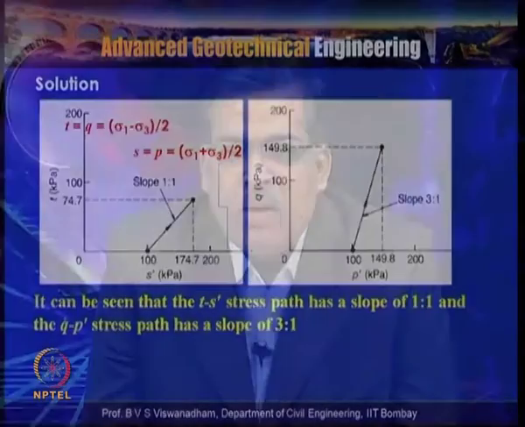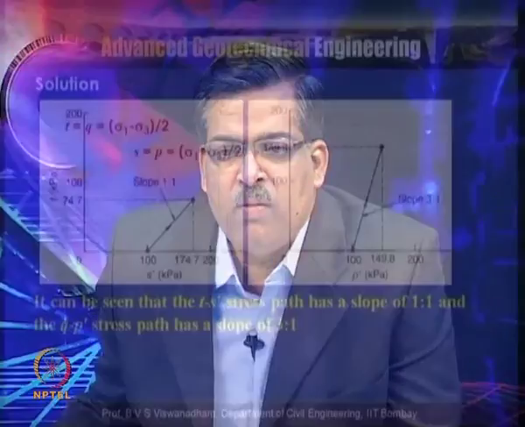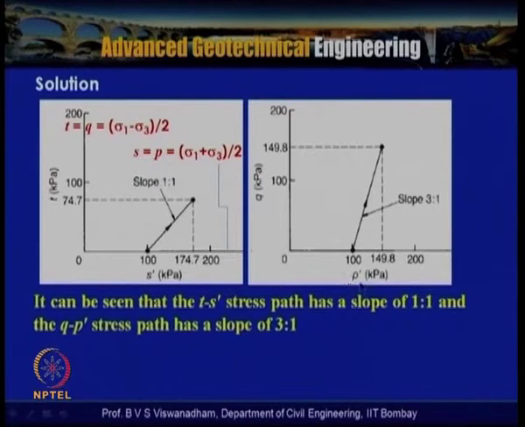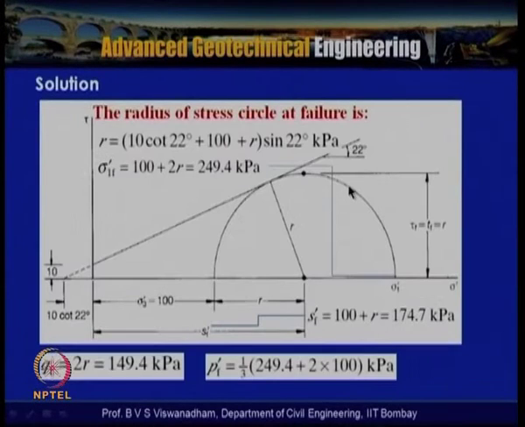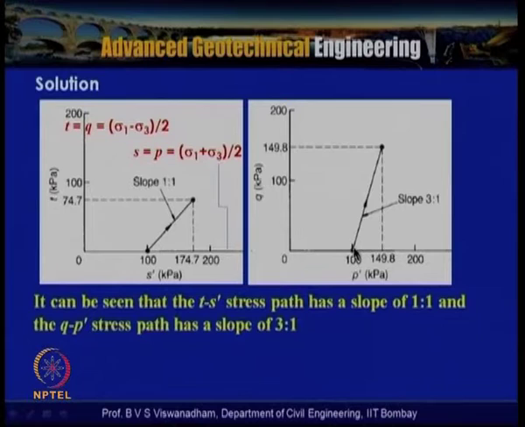Next, we have been asked to draw the stress paths for TS dash and QP dash. For both, this is P dash and this is Q, and we know that the slope will be 3:1. The Q is 149.4 kilopascals, plotted here, and this is 100, the cell pressure which is applied. So it traverses from here to here to failure.